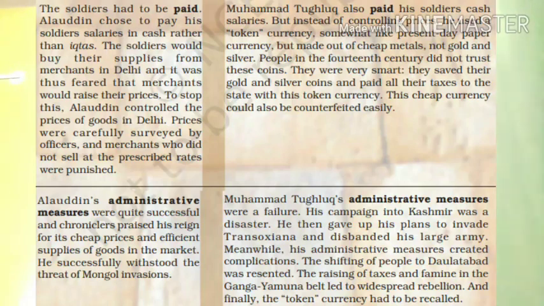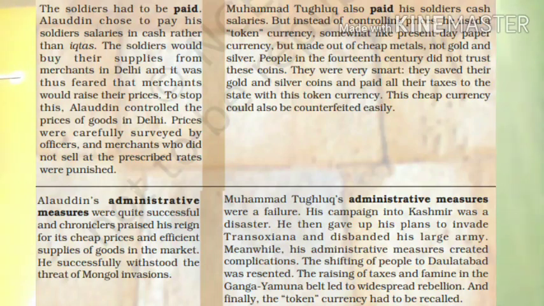Now let's look at the next point. Alauddin's administrative measures were quite successful, and chroniclers praised his reign for his cheap prices and effective supplies of goods in the market. He successfully withstood the threat of Mongol invasions. So Alauddin was successful in coping with the situation during the Mongol attacks.